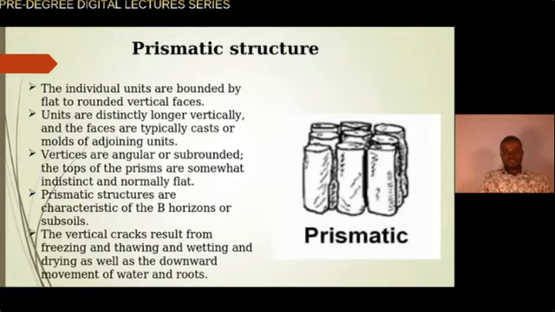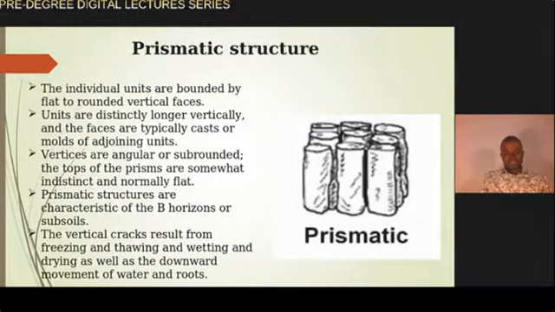The B horizon is the third horizon of a soil, after you move from the surface to the A horizon, the B horizon, and the rest. So this kind of soil structure is commonly found in the B horizon. The vertical cracks result from freezing and thawing, wetting and drying, as well as the downward movement of water and roots.